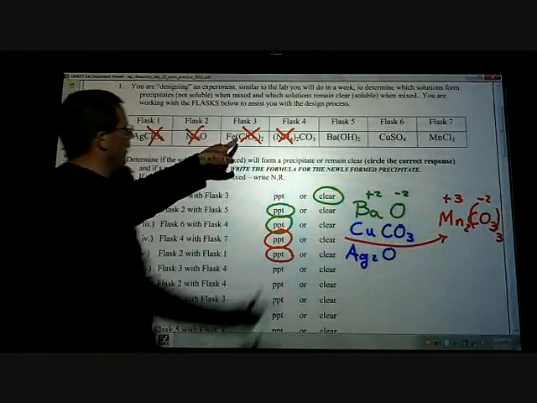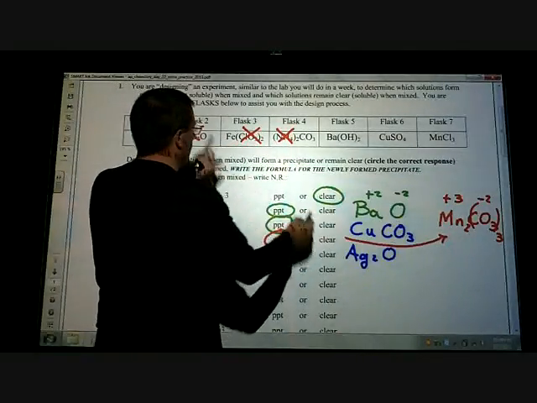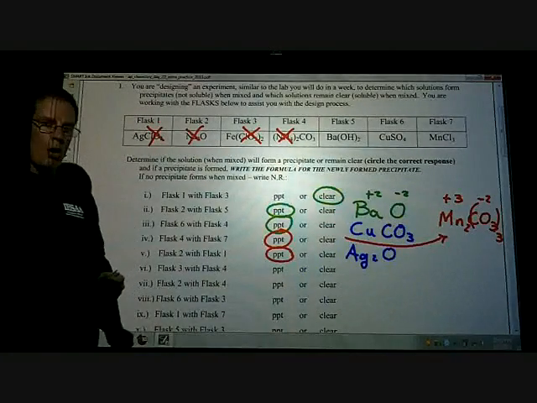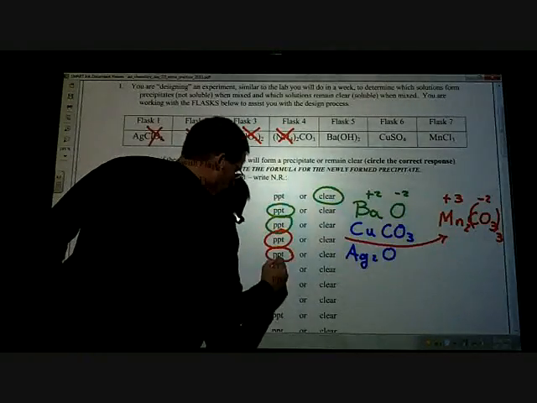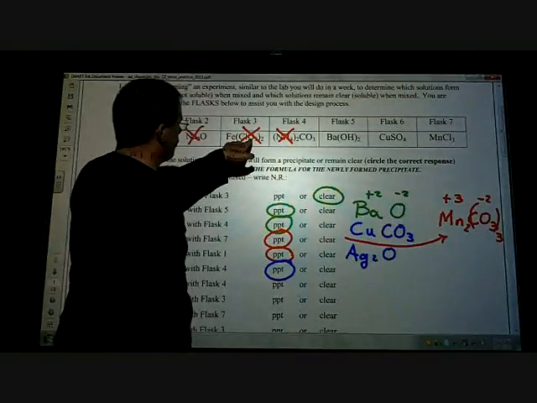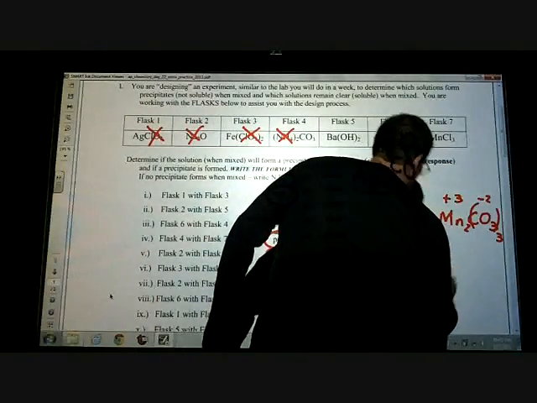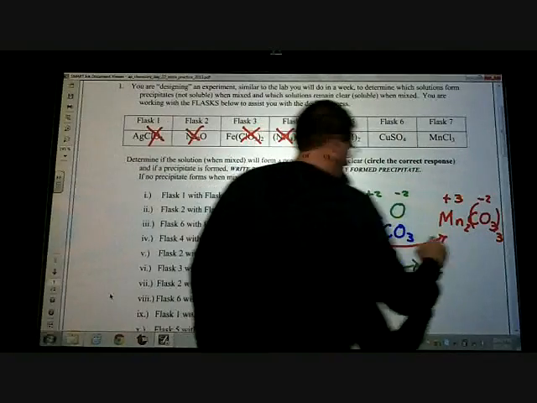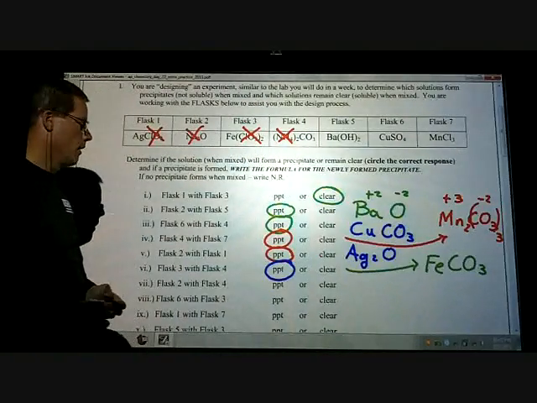Flask 3 with flask 4. Again, the ammonium and the chlorate definitely aren't going to do anything, but does iron and carbonate form a PPT? Again, all carbonates form PPTs except with group 1A. So this does have a precipitate. And iron, since there's 2 chlorates there, that iron has a +2 charge. So Fe with a +2 charge, and what are the numbers? 2 and 4. So carbonate also has a -2 charge, so iron 2 carbonate.